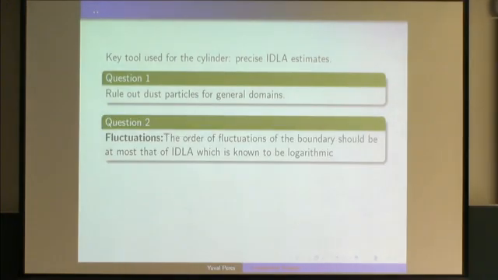And that depends on precise IDLA estimates going back to Greg's work and the more recent work of Jerison, Levine, and Sheffield.